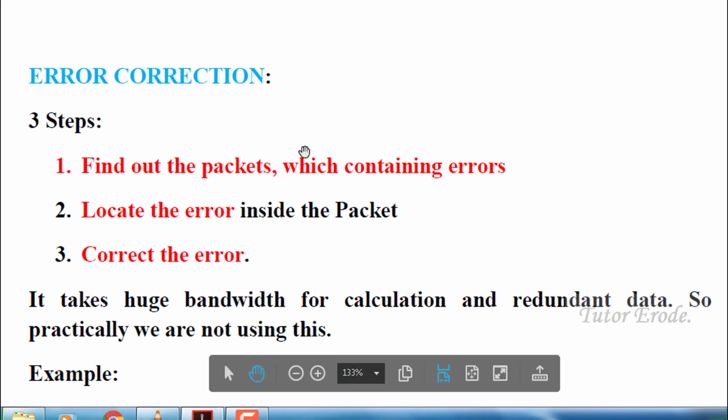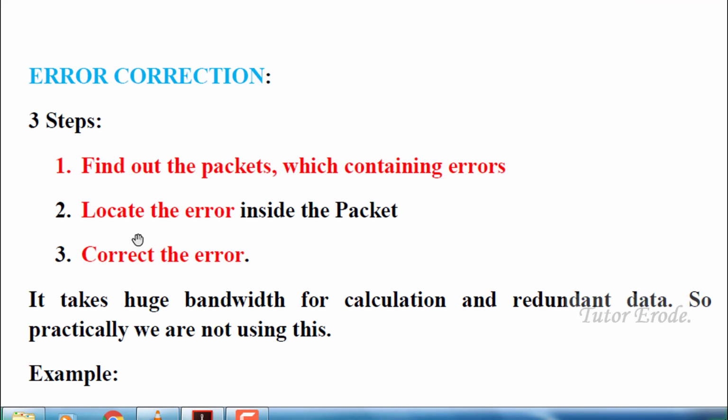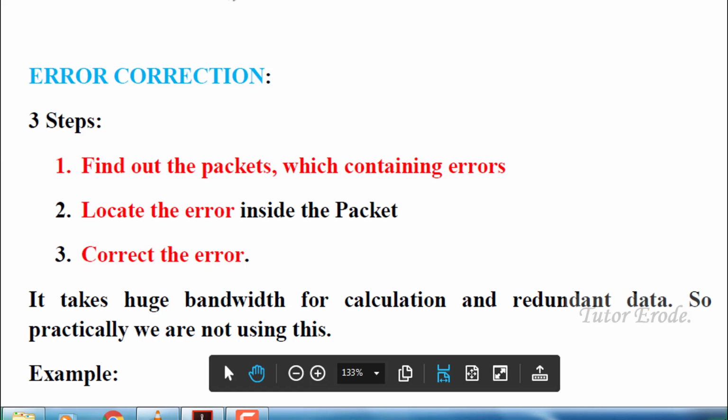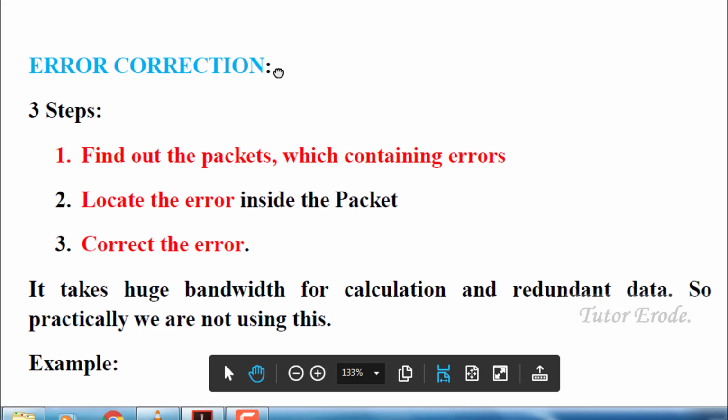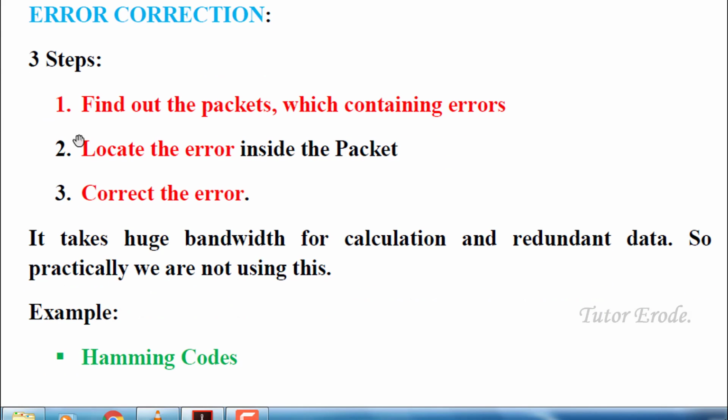In error handling, we have two methods. One is error detection, the other is error correction. Error detection we have already seen. The second method is error correction. Error correction is divided into 3 steps. First step is to find the packets which contain errors. Second step is to locate the error inside the packet. Third, correct the error.